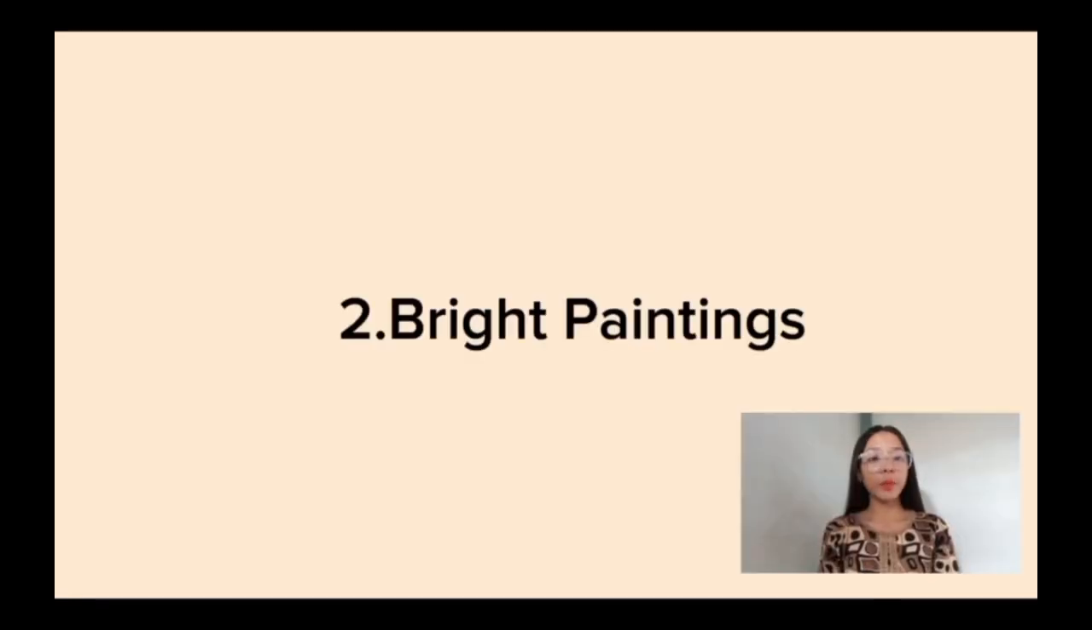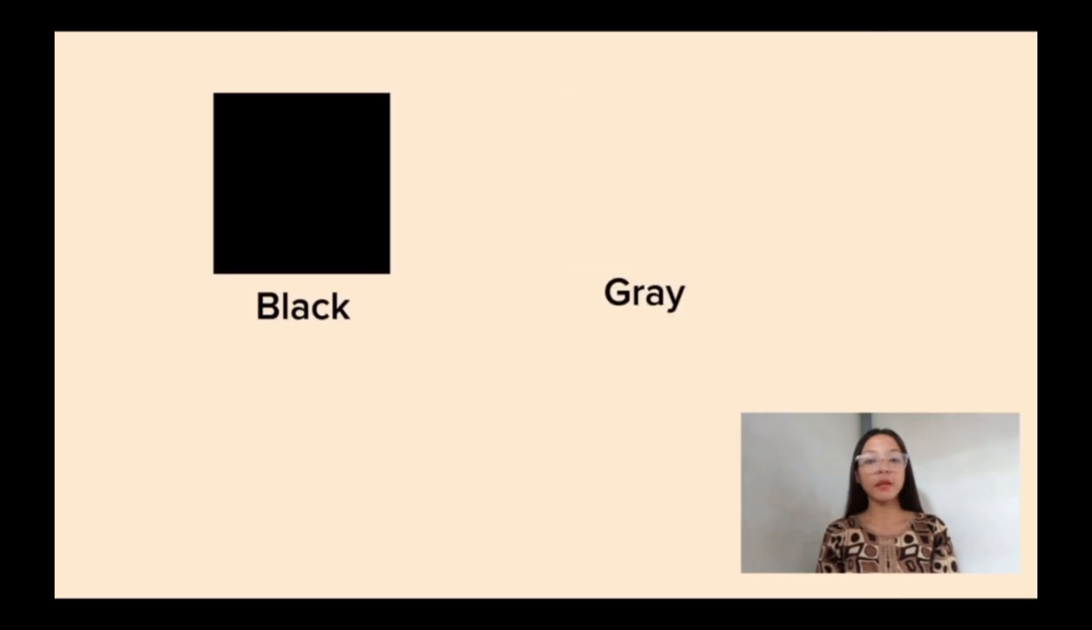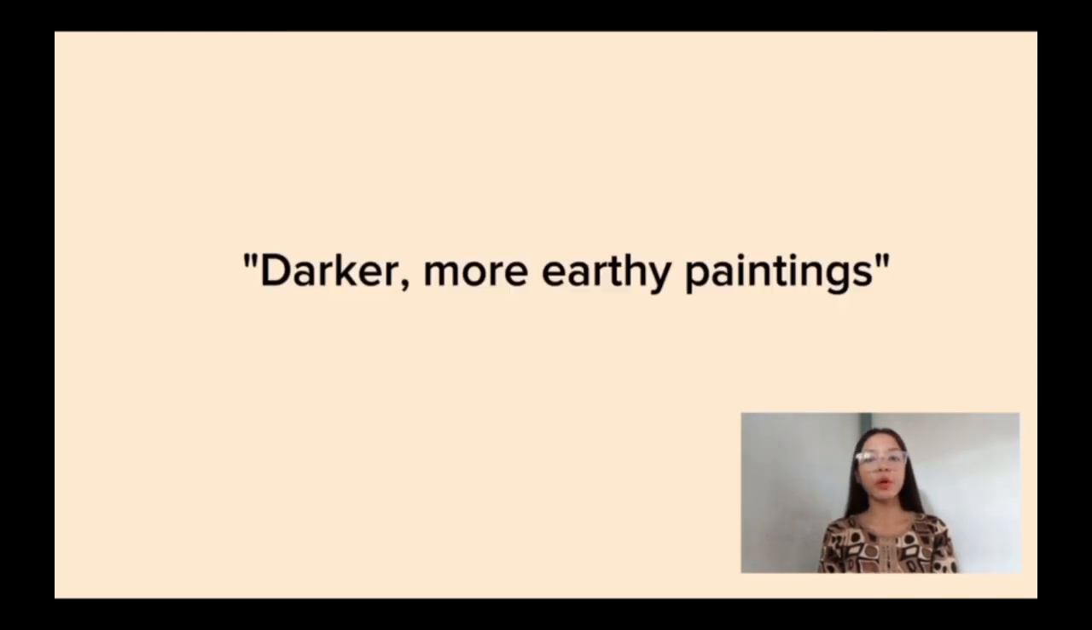The second Impressionism art characteristic is the bright paintings. Colors and brightness varied according to the artist and the period of the movement. But in general, Impressionism art had a lot of brightness. The art movement prior to Impressionism was Realism. Black, gray, and brown were frequently utilized by the artists throughout the Realism movement, which produced darker, more earthy paintings.